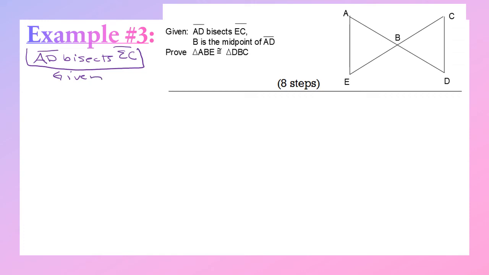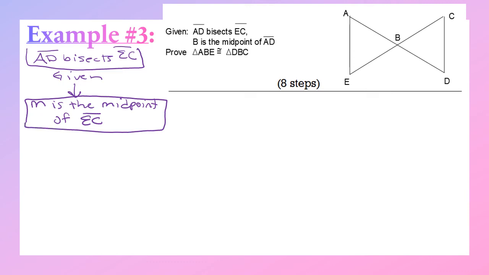So when you look at the definition of bisectors, bisectors intersect a segment at a midpoint. So that tells me that M is the midpoint of EC. And again, you may have to get your books out and look up exactly what these words mean. But if we think about that word right there, the reason I'm going to put right here is the definition of bisector.